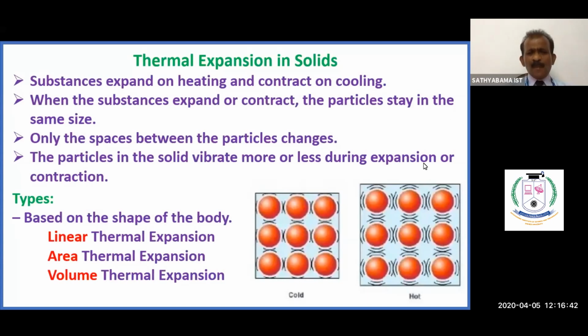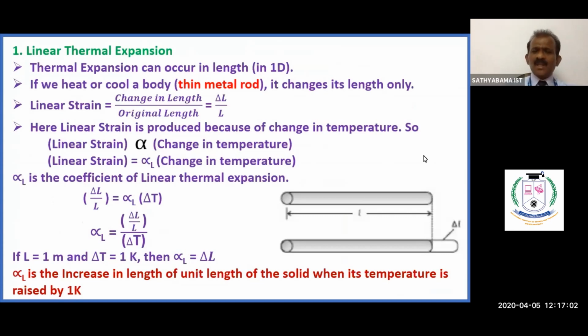Now, based on the shape of the body, we can classify thermal expansion in solid into three categories: linear thermal expansion, area thermal expansion, and volume thermal expansion. First, see the linear thermal expansion. Here the object is a thin metal rod. That means the length is very, very high when compared with the breadth or height or diameter. Here we have the circular form of that rod. Therefore, we have the diameter, which is very, very low compared with the length.